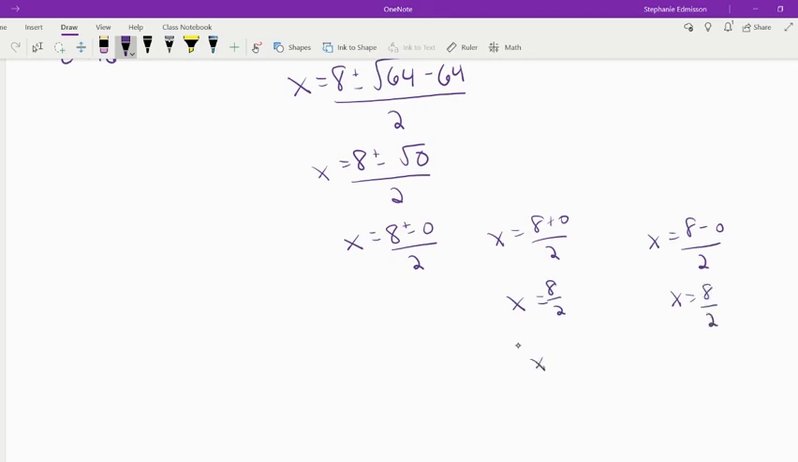So x equals 4, x equals 4. So we would just say x equals 4, but we would need to know that this is called a double solution. And this is important when we do graphing. Okay? So that is it for the quadratic formula. And I will see you guys another day.